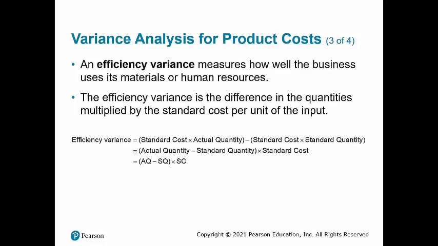An efficiency variance measures how well the company uses its materials or human resources. The efficiency variance measures the difference in quantities, or actual quantity of input used less the standard quantity of input allowed for the actual number of units produced, multiplied by the standard cost per unit of the input. For example, if the actual quantity exceeds the standard quantity, the variance is unfavorable.